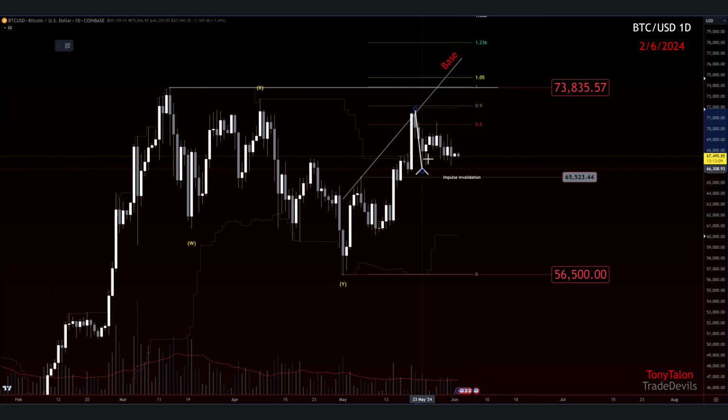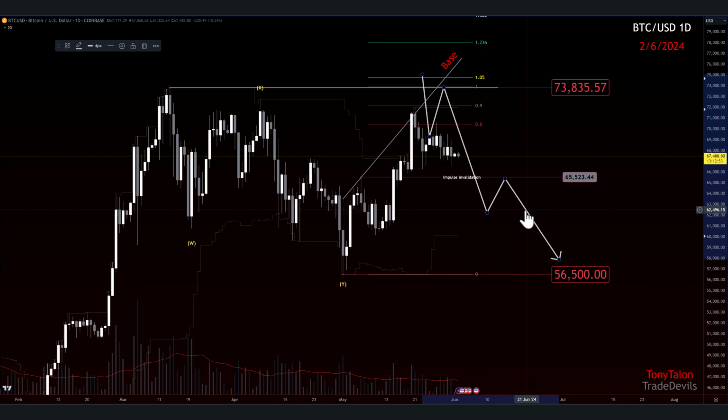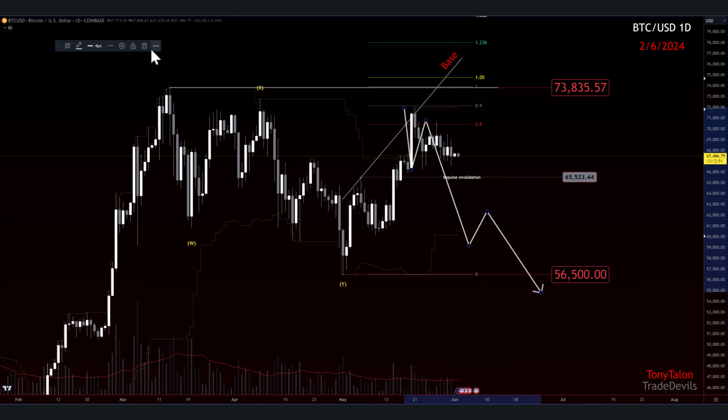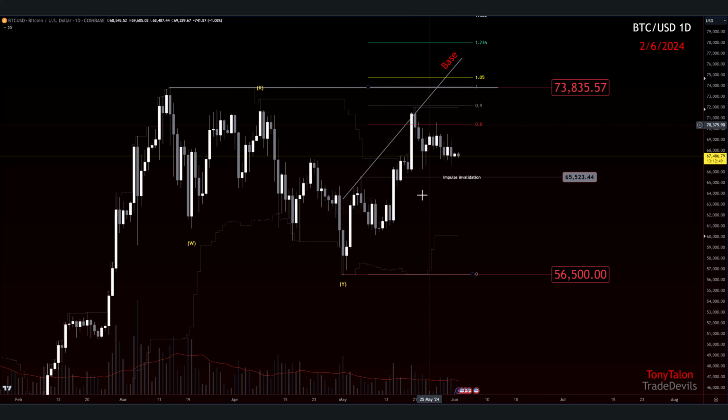If this is some kind of flat, we're going to be looking for an impulse down or a motive wave, which could be a diagonal as well. So within flats, we are looking for a sweep of the low usually, especially since we don't have a running flat here or an expanded flat. We haven't breached the high yet. We're doing a regular flat.